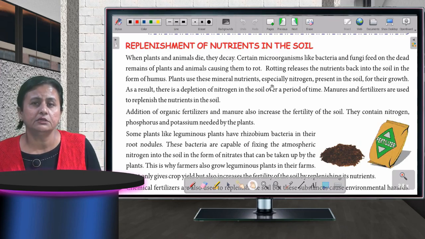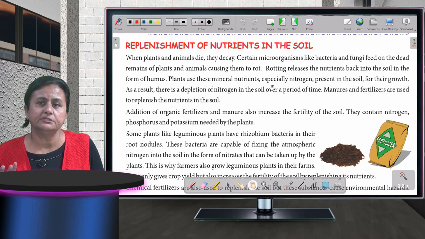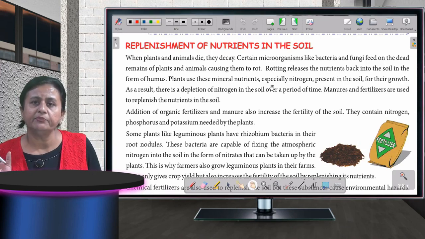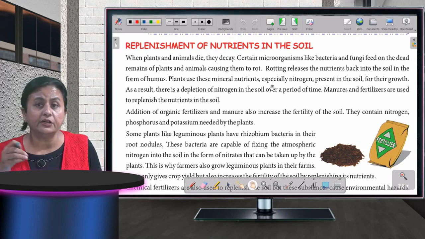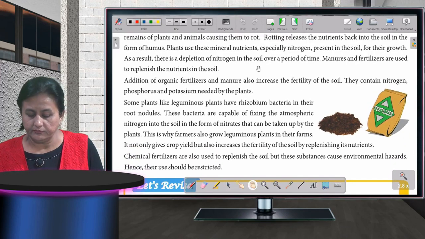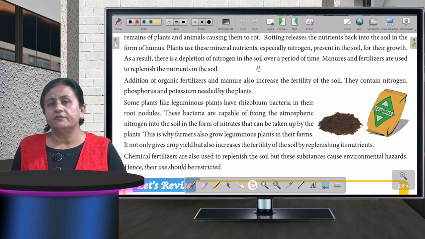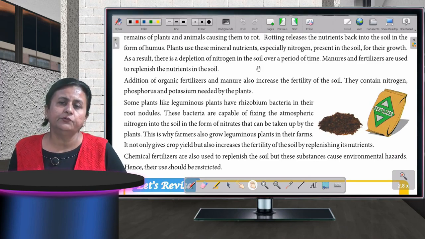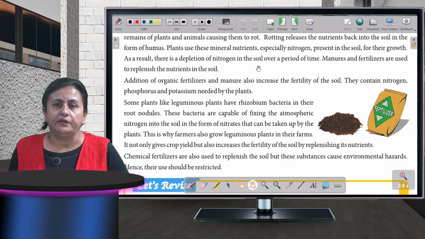You must have heard of humus, khad, and there are two ways of increasing the fertility of the soil. Because if we keep on growing plants every time without any lapse of time, all the nutrients present in the soil get used up. So we have to put those nutrients back in the soil. The best way to do that is by adding manure and fertilizers. Addition of organic fertilizers and manure also increases the fertility of the soil. In case the soil is not fertile, you will not be able to have a good yield of crop, and the plant won't be able to grow properly.